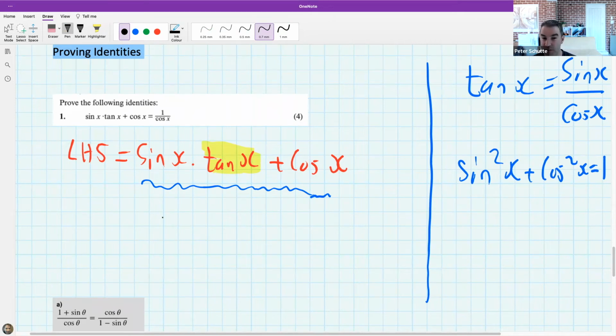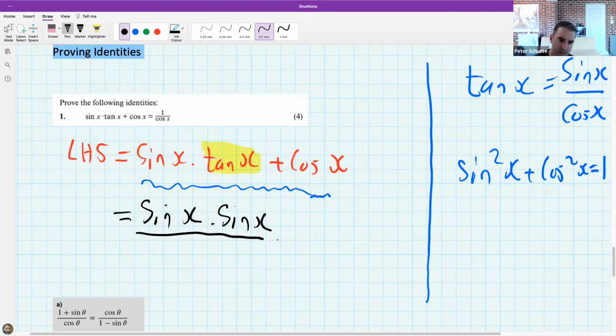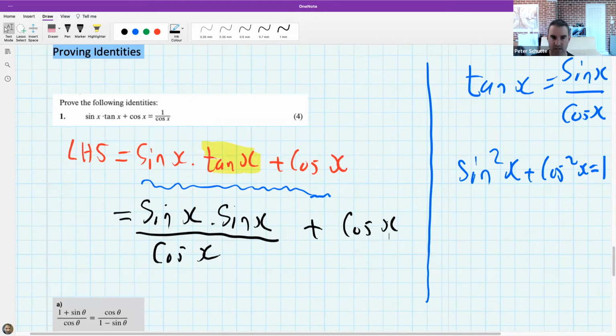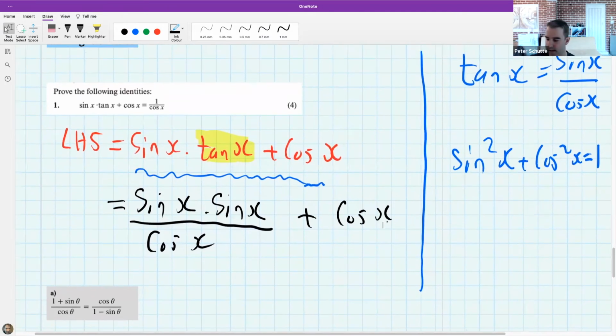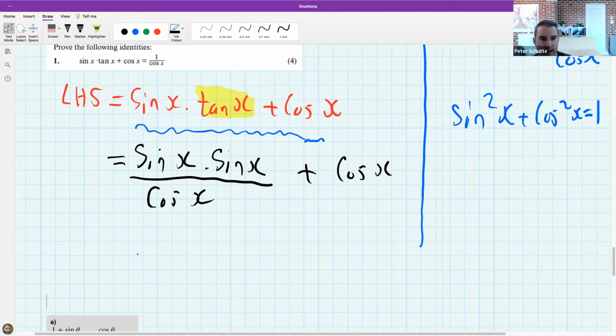Okay, so even if you have not a clue how this question works, if you had made that substitution, you would have 1 mark in the bag. Now remember, there's only 4 marks for this question. So always do that. Okay, so let's do this. Sine x, and then this is going to be sine x over cos x, and then this is going to be cos x. Okay, now, that is a great first step. You've got 25% in the bag.